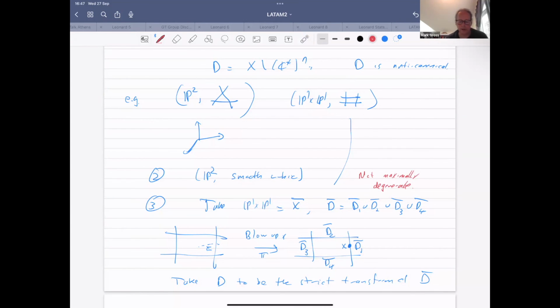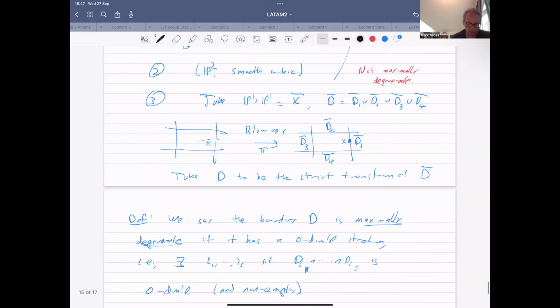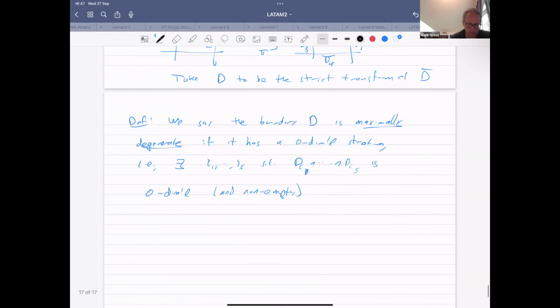And so now I can tell you that the analog of maximally unipotent is this maximally degenerate condition. So that will be the case where we're going to be able to get an interesting construction. Okay.